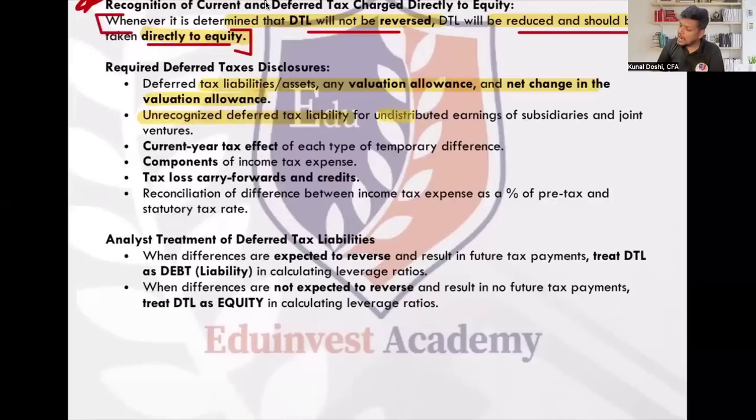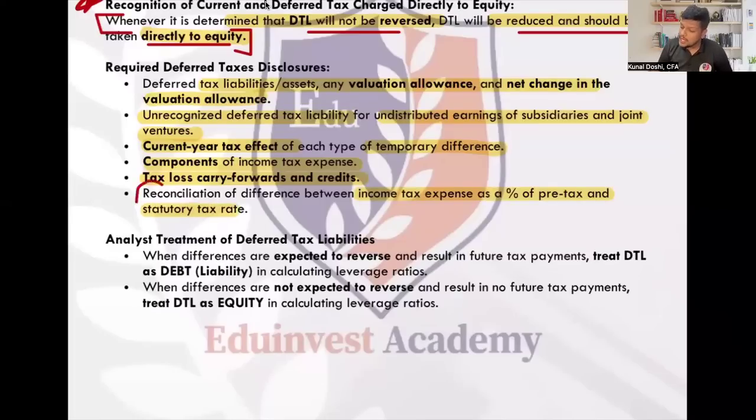Unrecognized DTL on undistributed earnings of subsidiaries. Now, this you can't memorize, but any subsidiary-related DTL which is not yet recognized needs to be disclosed. Also disclose the current year tax effect for each of the temporary items, the components of the tax expense, how the tax expense is derived, tax loss carry forwards and tax credits that you might have received in the past, and the difference between income tax expense as a percentage of pre-tax income and the statutory rate.